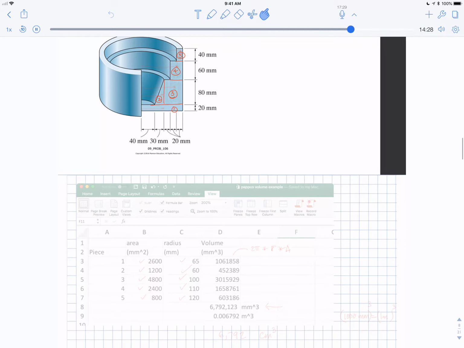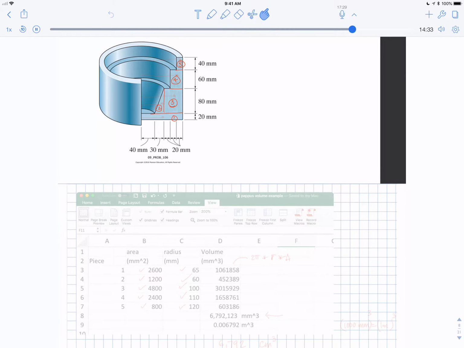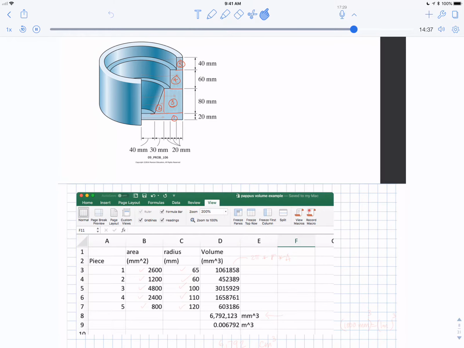And I worked the problem out in Excel, and let me paste the picture of what I did. Here it is. And yeah, it's pretty handy to have Excel. What I had was just that piece number 1 had an area of 2600, and the distance from the center of spinning to the centroid was 65 millimeters.